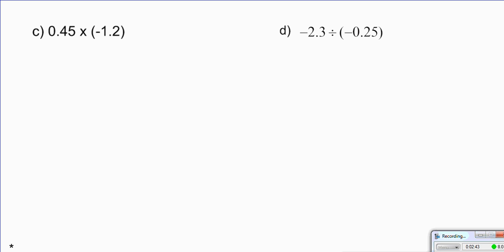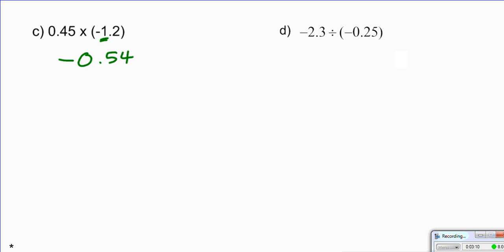Example C and D are asking you to use your sign rules. So think about your sign rules when you are multiplying or dividing these. For 0.45 times negative 1.2, we get a negative 0.54. And we've multiplied 0.45 by 1, meaning we've multiplied it by itself, and then 1 and a little bit more. So we should have 0.45 plus a little bit more. And 0.54 is a little bit more, just in the negative direction.